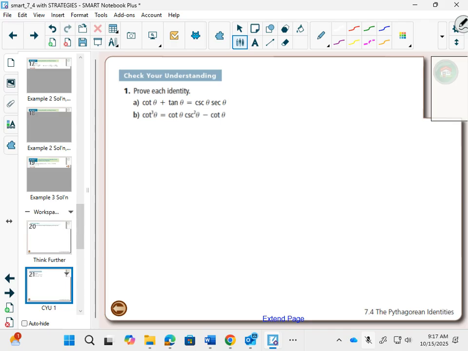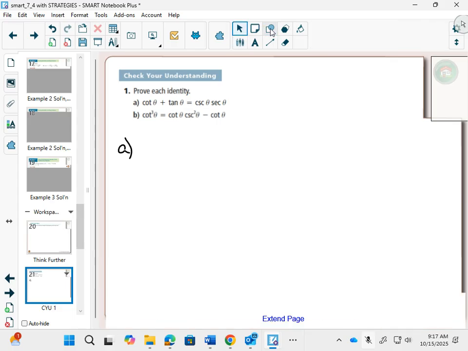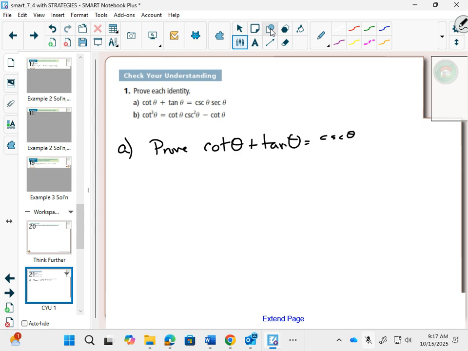So a number in A here. We'll start with A. Again, I want to prove it, so I rewrite the question. Cotangent theta plus tangent theta equals cosecant theta secant theta. I draw the line, and I observe at first. Very good plan in doing a proof is take a look at it and sort of say, what kind of strategy do I want to start with?